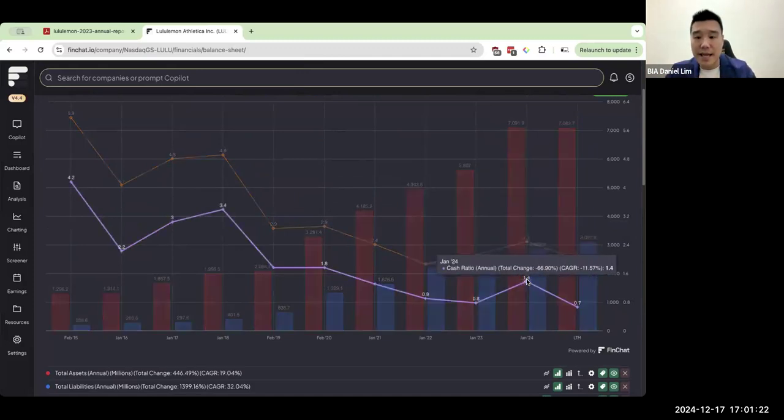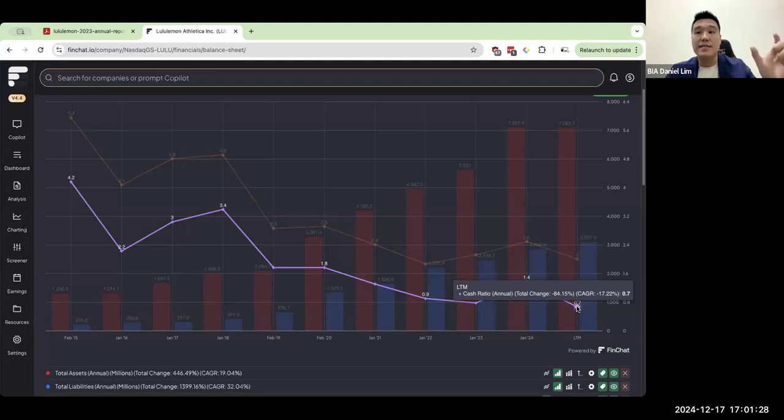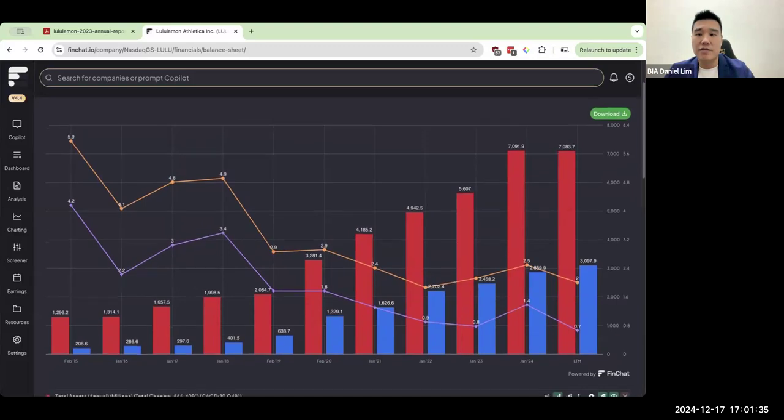So in Lululemon's case, they can cover 0.7 times. Now, in our standards, it's very, very good. If cash alone can cover 0.7 times of their current liabilities, it's quite a safe business. So I have no questions on their balance sheet. Very strong.